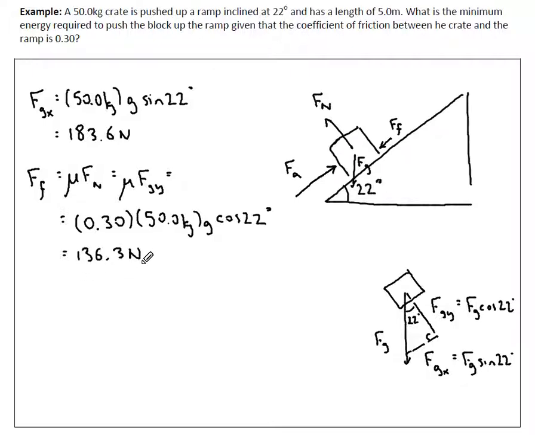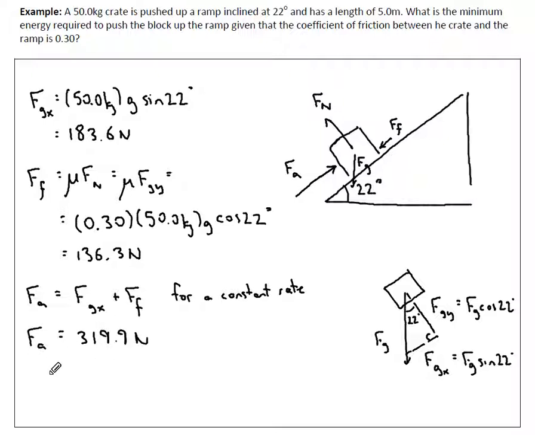136.3 newtons. Now for us to push this thing up at a constant rate, we get Fa is equal to Fgx plus force of friction for a constant rate. What that means is if I want, I can expend more energy, we'll get the block up there faster. It's going to accelerate as it's going upwards. But right now we're just trying to find that minimum quantity needed. So basically it's going to add up those two values. We need at least 319.9 newtons of force to push this block upwards.